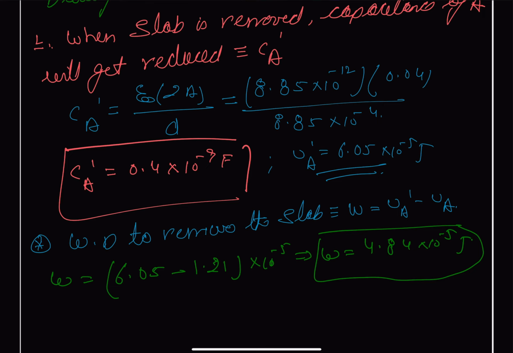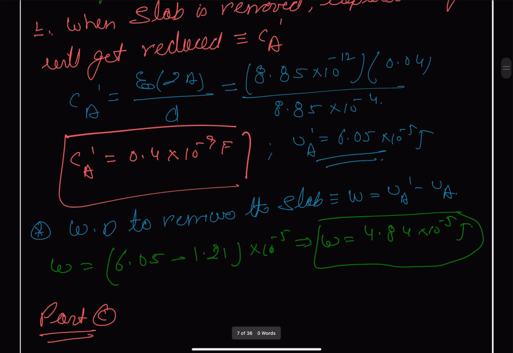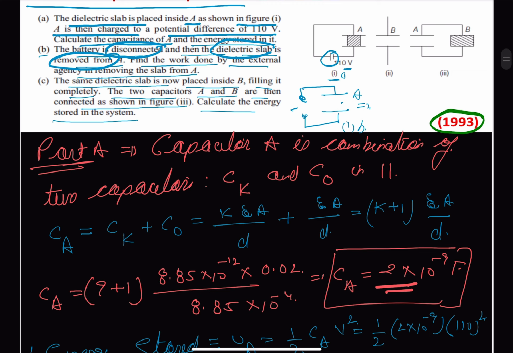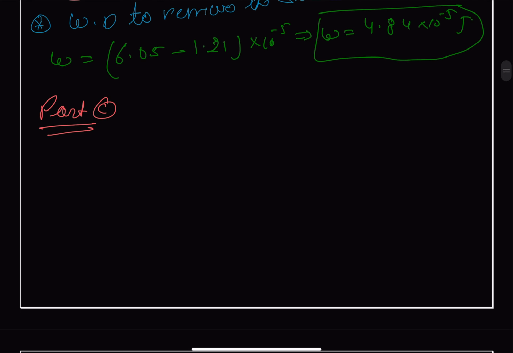And now we come to our part C. In part C it states that the same dielectric slab is now placed inside B, and then they are connected as in figure 3. So we have to find out the energy stored in the system, that is energy of A and energy of B.